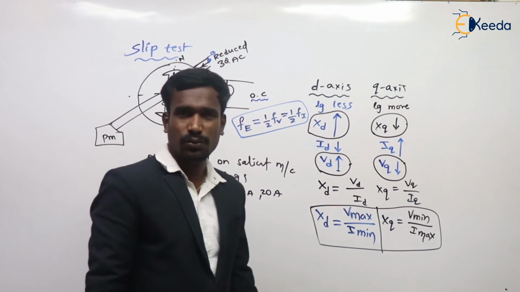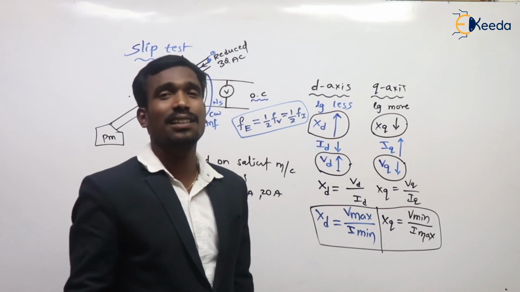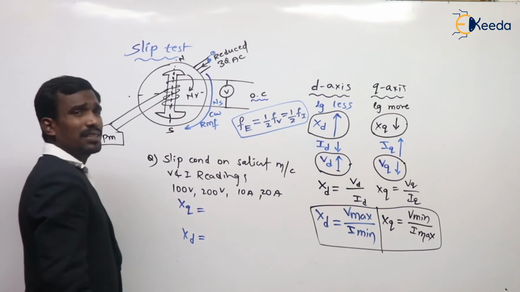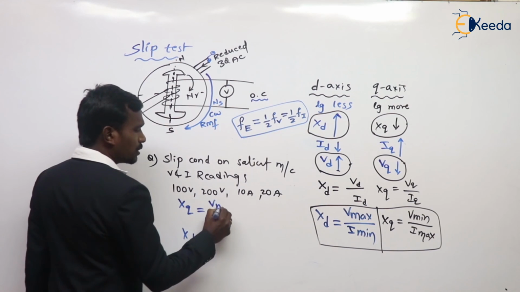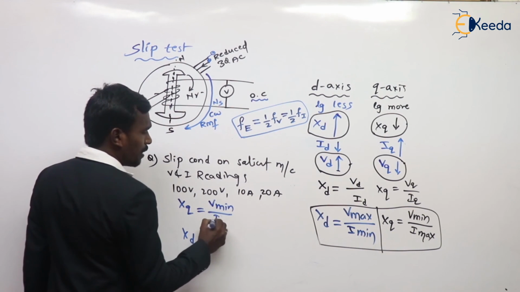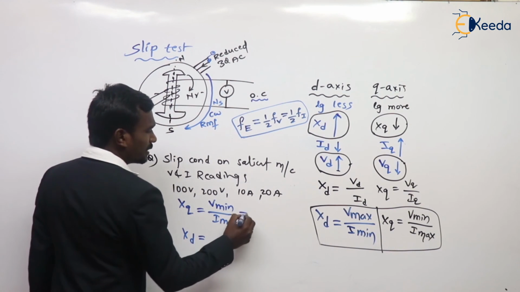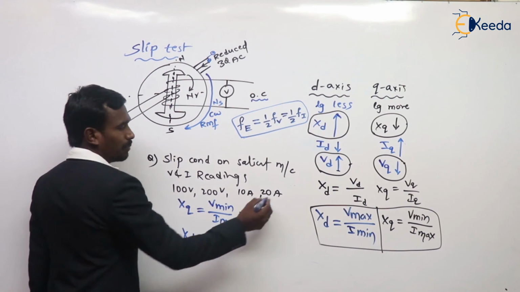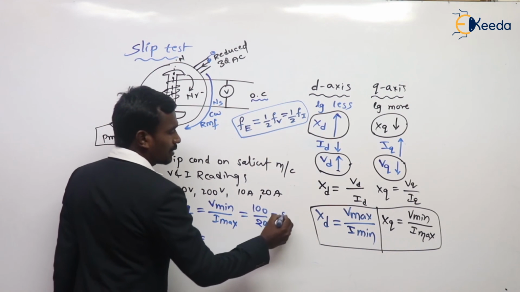Like that they will ask you. What is saliency? Like that they will ask you. Or simply they ask to find XQ and XD. What is XQ? XQ is nothing but V minimum upon I maximum. V minimum is 100 and I maximum is 20. The answer is 5.